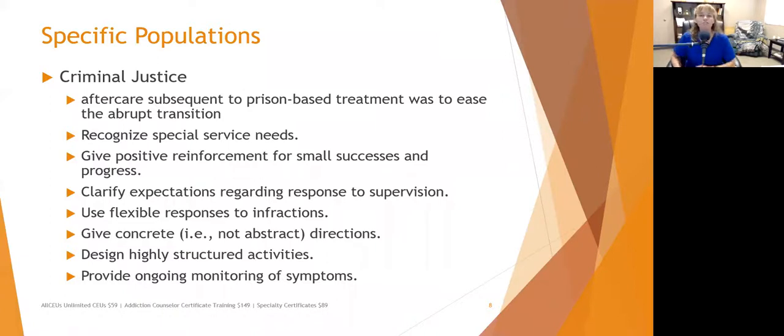So we want to make sure that there's aftercare subsequent to prison-based treatment to ease any abrupt transitions. Ideally, they will step down to something like intensive outpatient treatment and then aftercare. But if not, aftercare and support group meetings, so they're going somewhere every single day to get support and ease this transition. Ideally, a support group with people who have criminal justice histories who can help them make this transition and understand what it's like to be coming out of jail or prison is ideal.